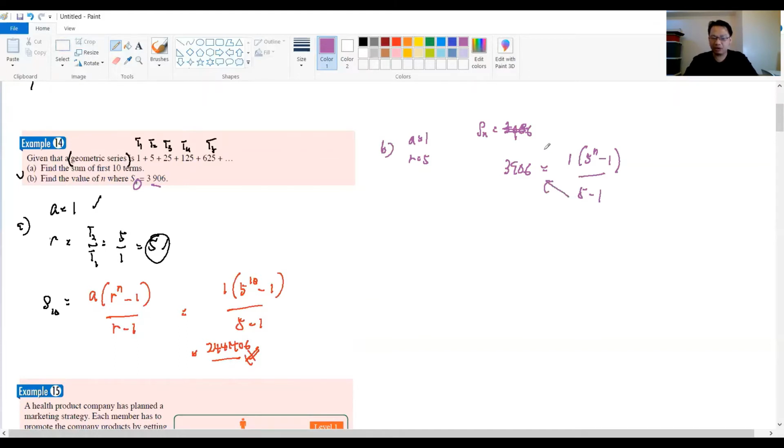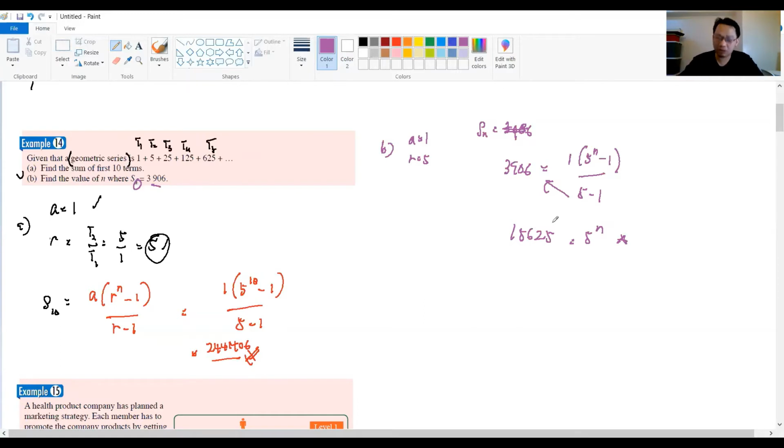We put the 4 from the right side onto the left, so it becomes times. So 3906 times 4, plus 1. Then we are supposed to get 15625 equals 5 to the power of n. We want to find n, right? When we reach this point, because this is 5 to the power n, and 15625, we don't know 5 to the power of what. So it is very easy to solve this problem.